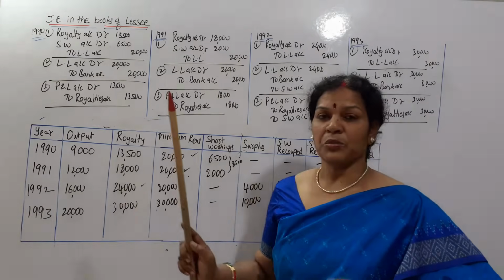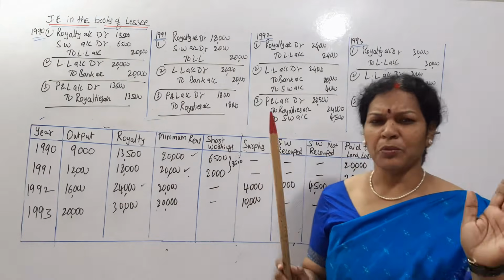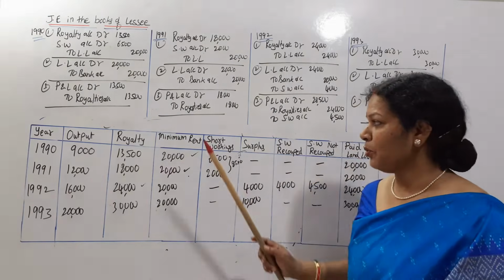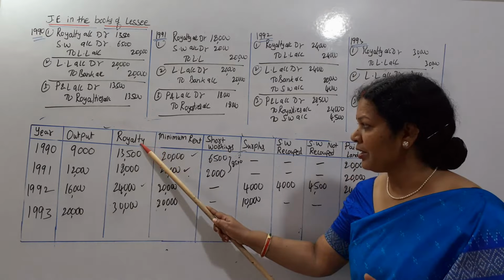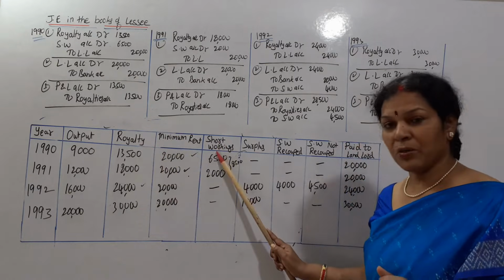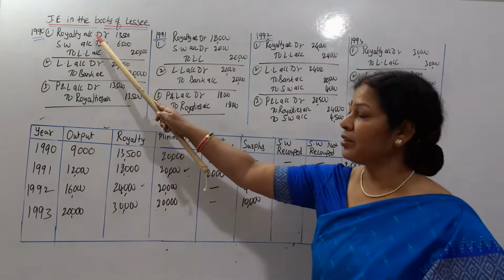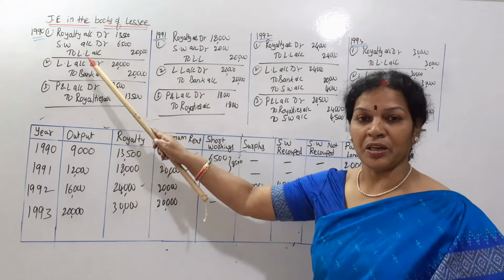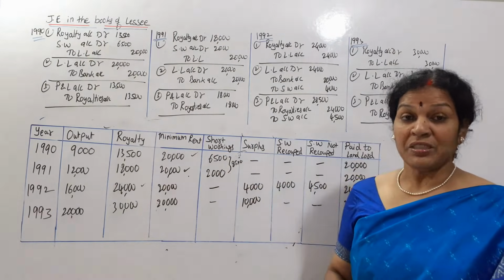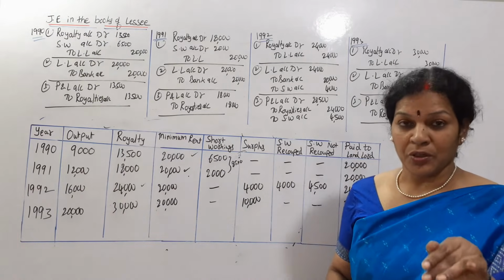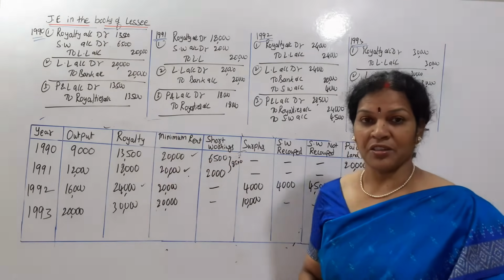The first entry always comes like this. Most of the time in the first year there will be short workings, right? So we will write the first entry: royalty account debtor, short workings account debtor to landlord. See, royalty account debtor, short workings debtor to landlord. This is how we are creating the royalty and short workings, and we are writing this journal entry.